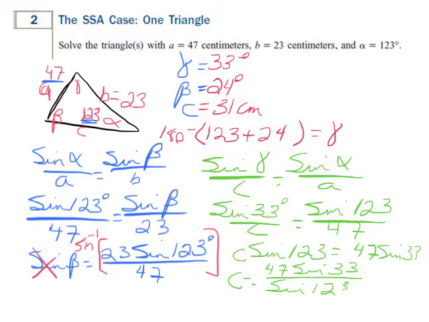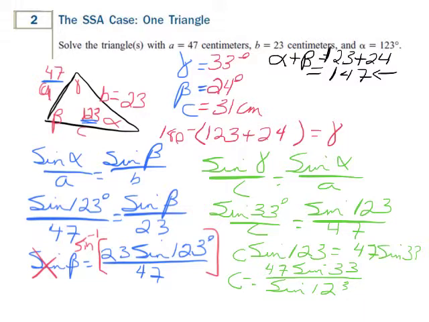Now we need to check to make sure that we don't have another triangle. So we're going to do alpha plus beta. Alpha plus beta is going to give us, oh, excuse me, 123, not 33, 123 plus 24, which gives us 147. We know that we can add another angle to this to get 180.